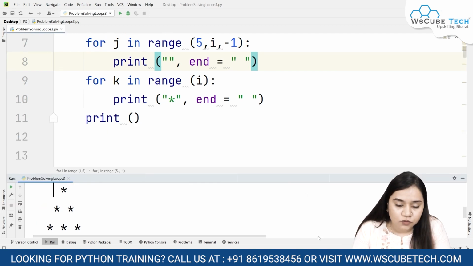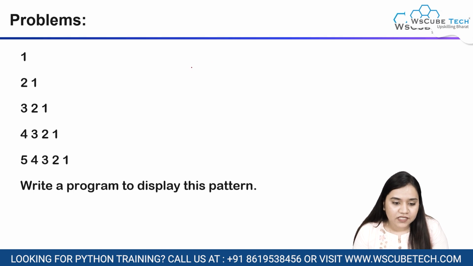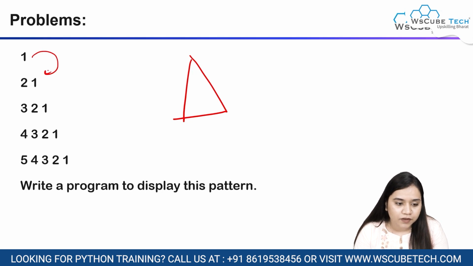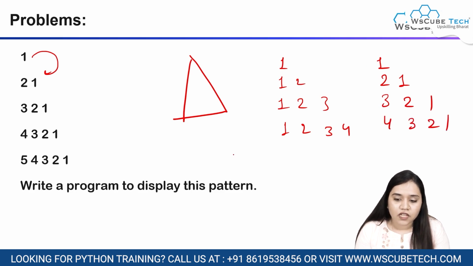Now let's move ahead to our next pattern problem. Our next pattern problem says the same kind of triangle that we have been making, but this time the numbers are changing. Previously we were writing 1, 1 2, 1 2 3, 1 2 3 4 in this way, but now what we want is that if the row is 1 it will be 1, if the row is 2 it will start from 2 and 1, if the row is 3 it will start from 3 2 and 1, if the row is 4 it will start from 4 3 2 and 1. So this is how it is decreasing.